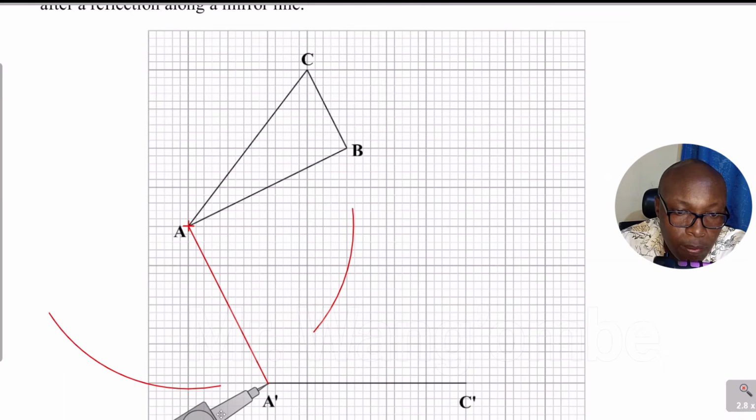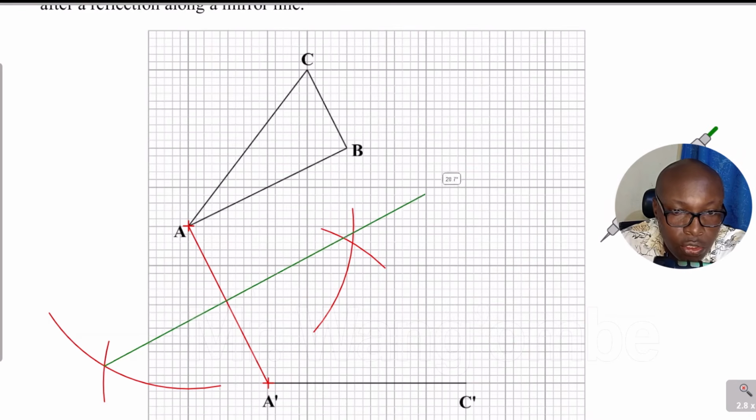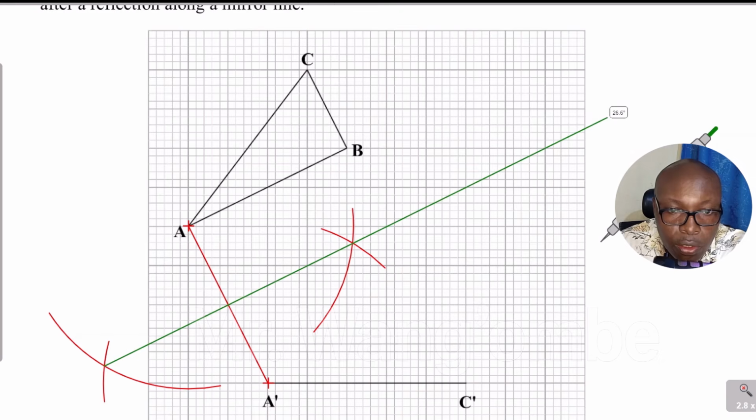Then stand at point A prime, cut that arc, and cut that arc there. Then take a ruler and join the point of intersection of these arcs. In my case, I'm able to use the tools here without a ruler, but from your end you must use a ruler to join these points. Ensure your straight line passes through this point and the other point. So that is the mirror line.